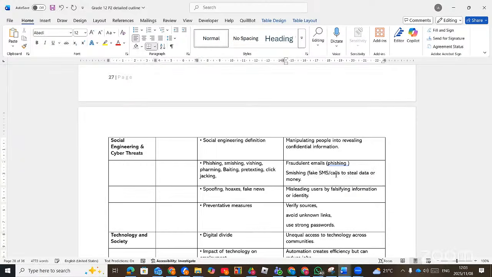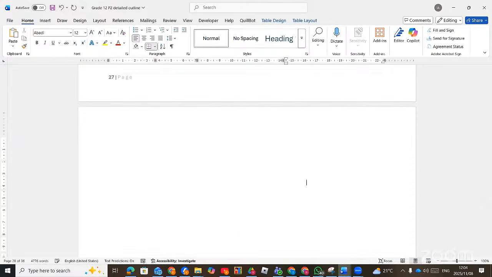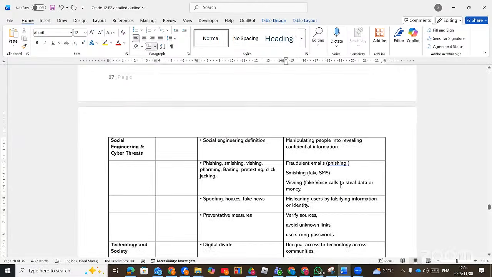Fake emails or fake SMS. All of them, they use it to deceive people into getting sensitive information. Fake calls, we call it vishing. Voice calls, when they call you to deceive you. So fake voice calls to steal sensitive information. This is called vishing.